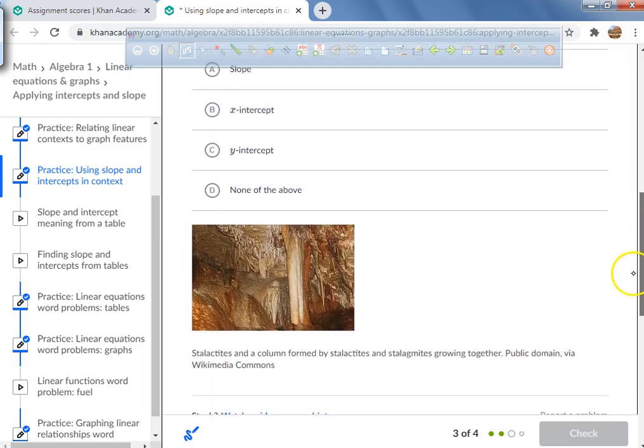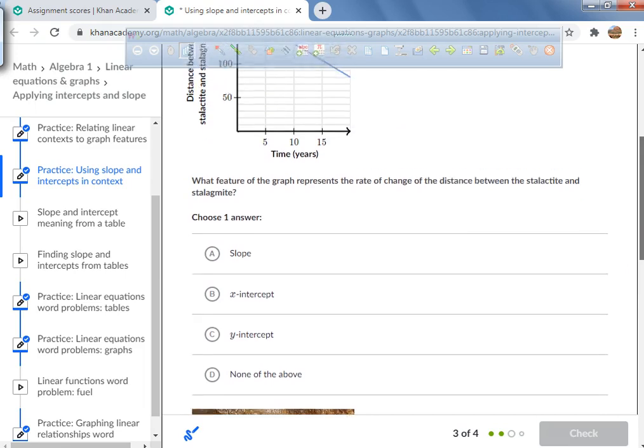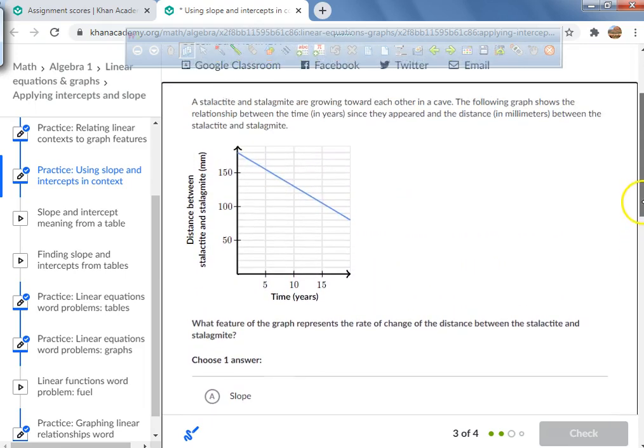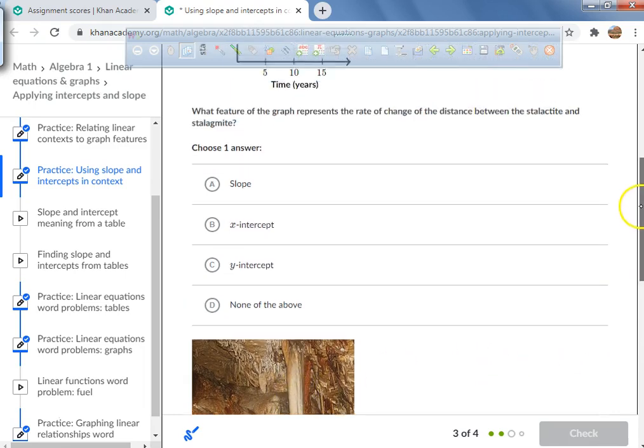Cool. Look at that. Stalactites and a column formed by stalactites and stalagmites growing together. Very nice. All right, so you guys see this right here? A stalactite and a stalagmite are growing toward each other in a cave. Do you guys see how they can be growing in opposite directions? So they gave you a nice little picture there.